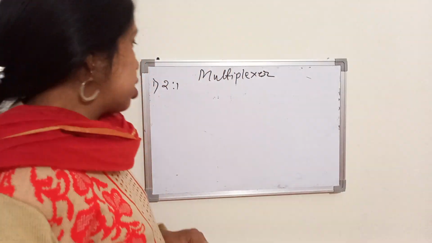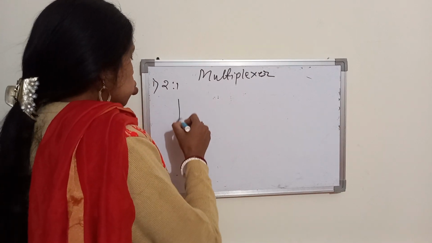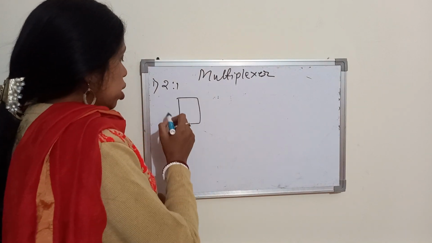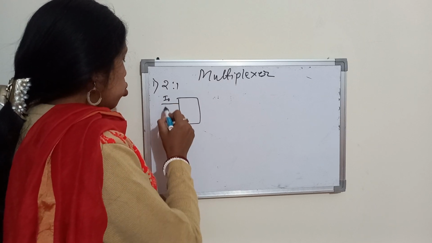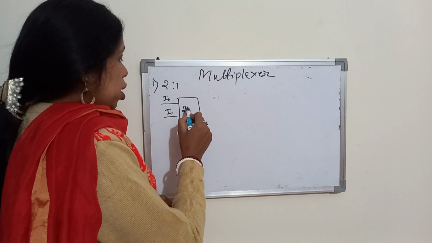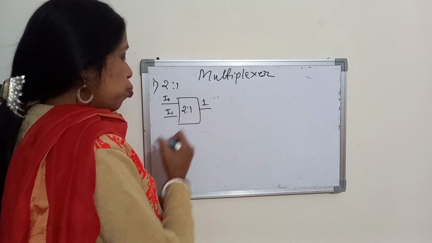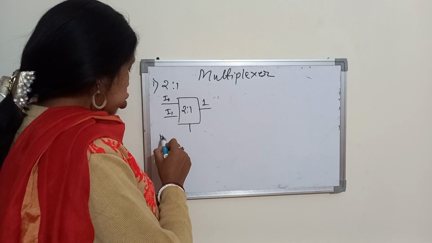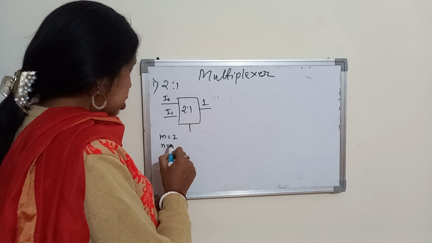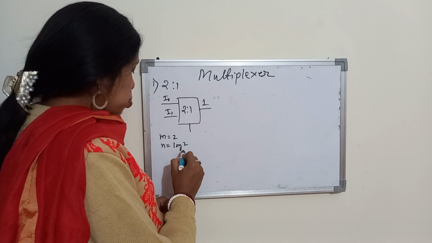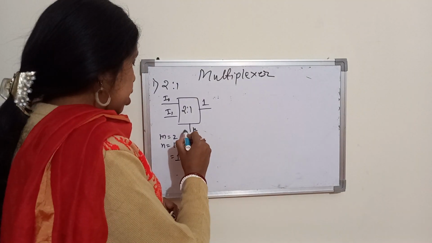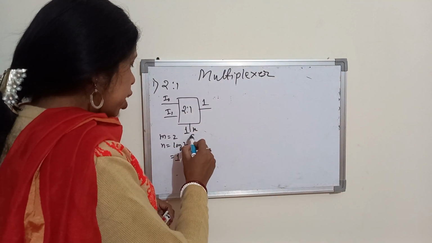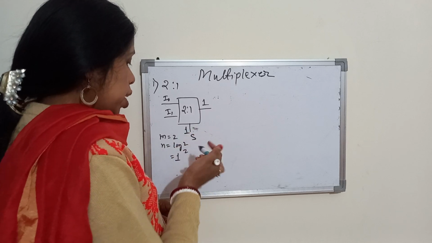So how can you design the 2:1 multiplexer? That I am discussing now. In 2:1, from the name you can see that there will be 2 inputs, one is I0 and one is I1. There will be one output. How many select lines are there? If m is equal to 2, what will be n? n is equal to log 2 base 2, so n is equal to 1. So the number of select lines is 1, which you can represent as S.